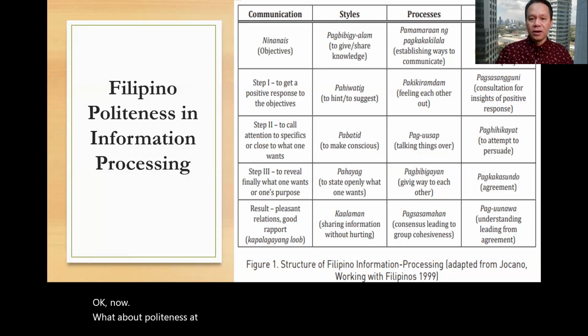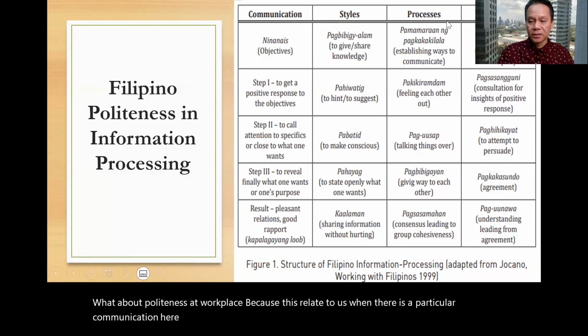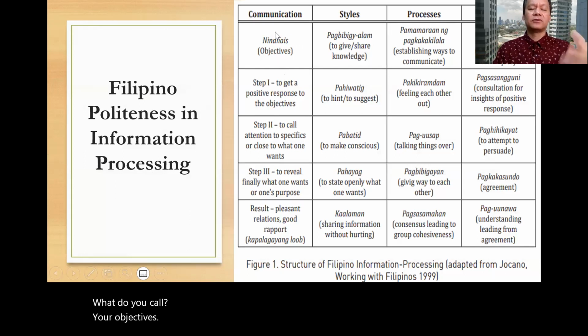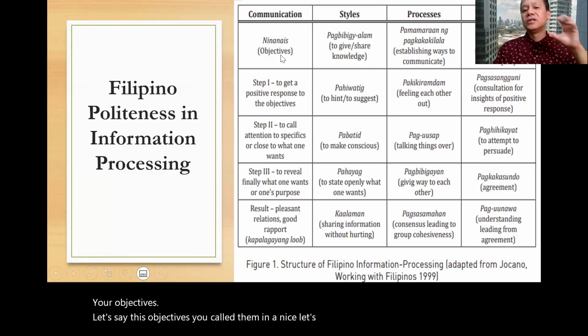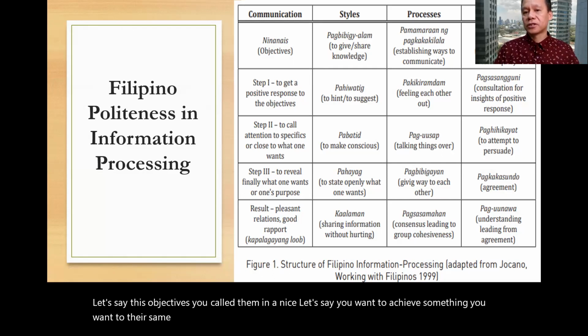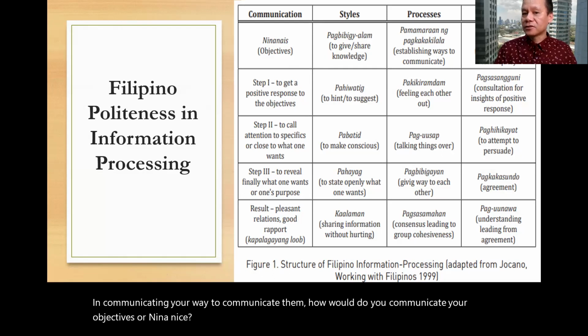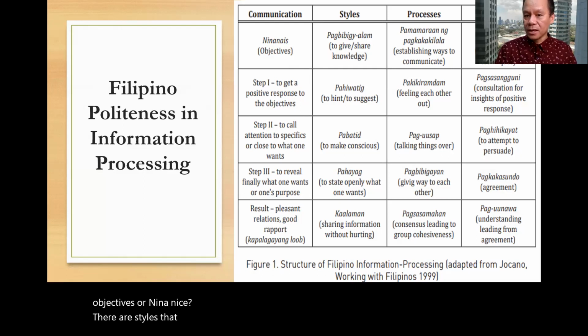Because this relates to us. When there is a particular communication here, the style, the processes, and techniques. Okay. What do you call your objectives? Let's say these objectives, you call them ninanais. Let's say you want to achieve something. There's a motivation. What would be your style in communicating, your way to communicate them? How do you communicate your objectives or ninanais? There are styles that you follow. The style for this is maybe you would just share your knowledge, okay?